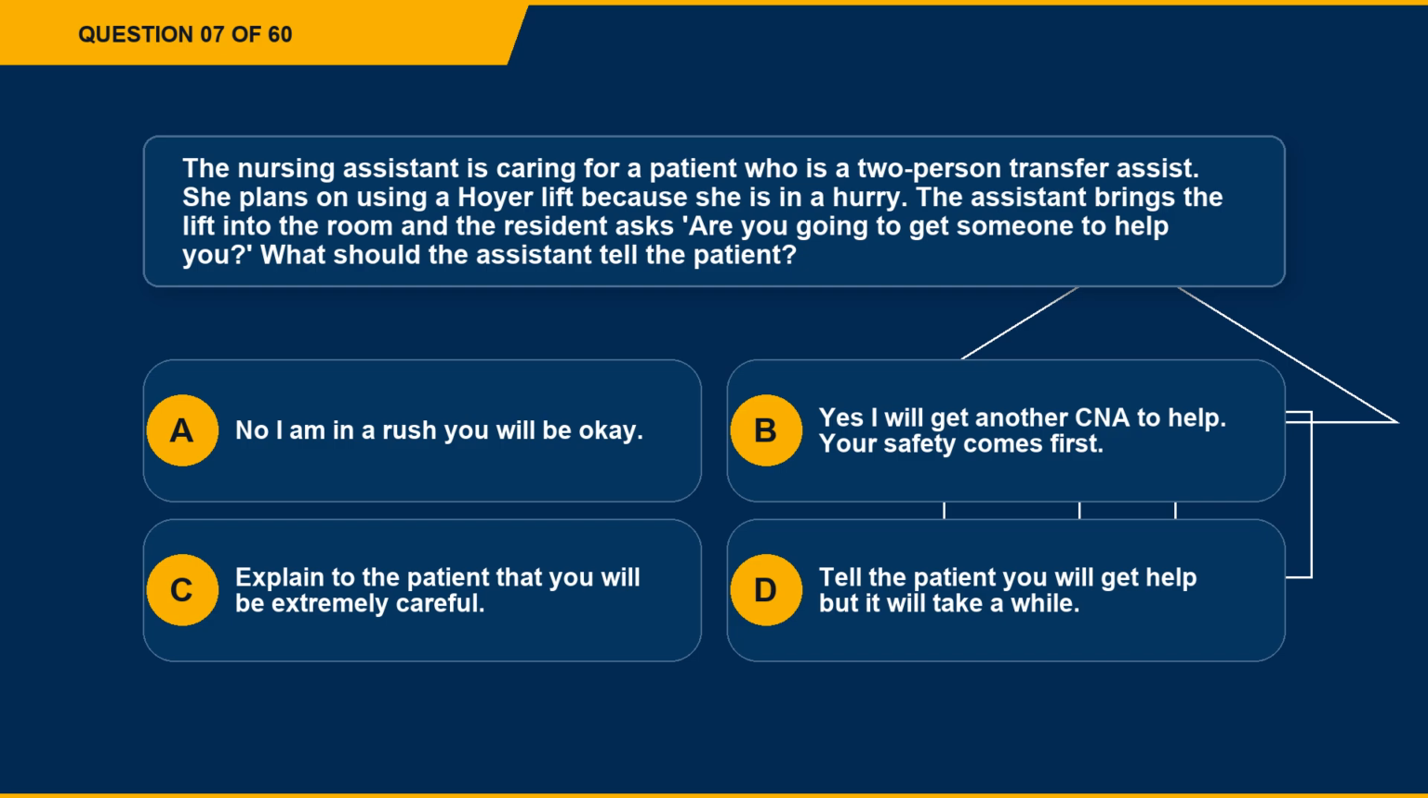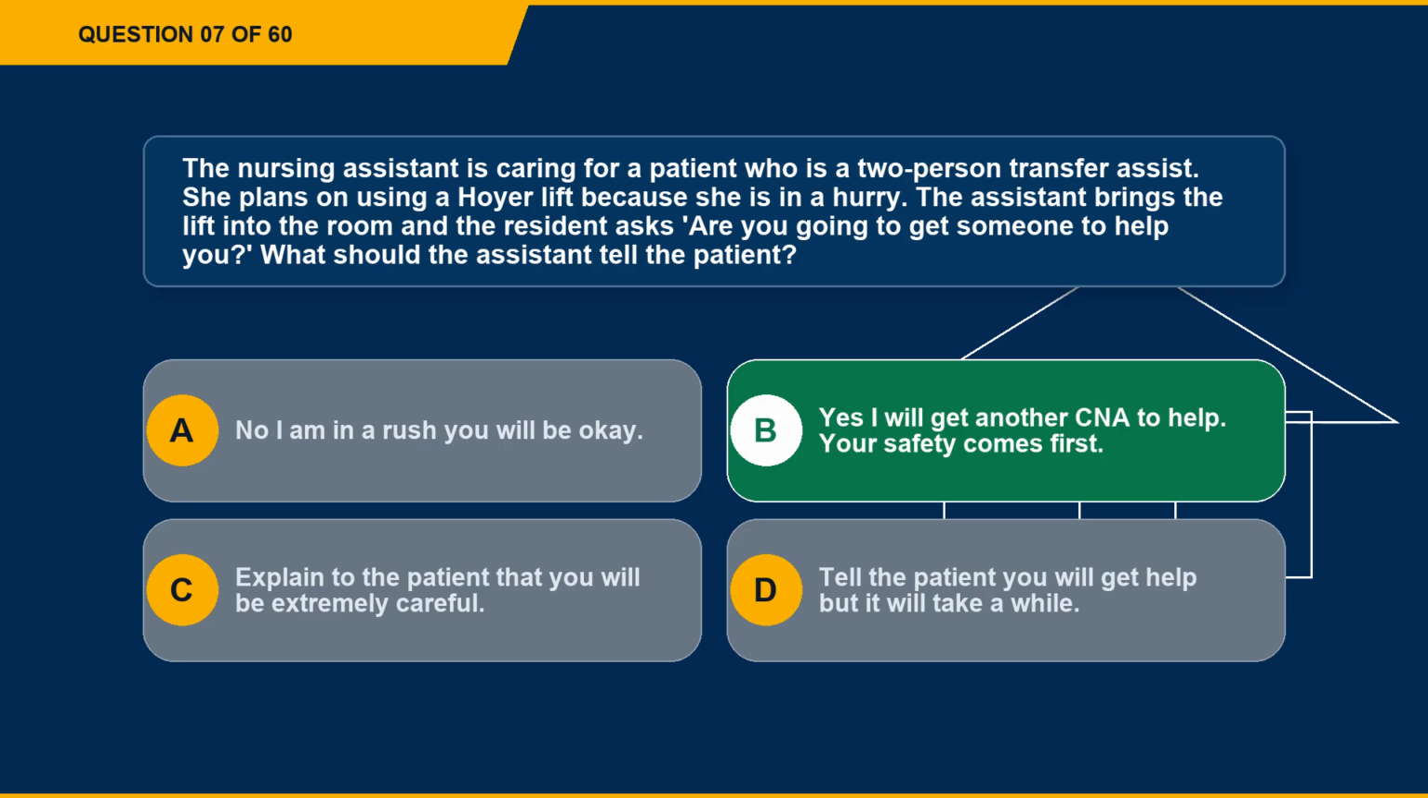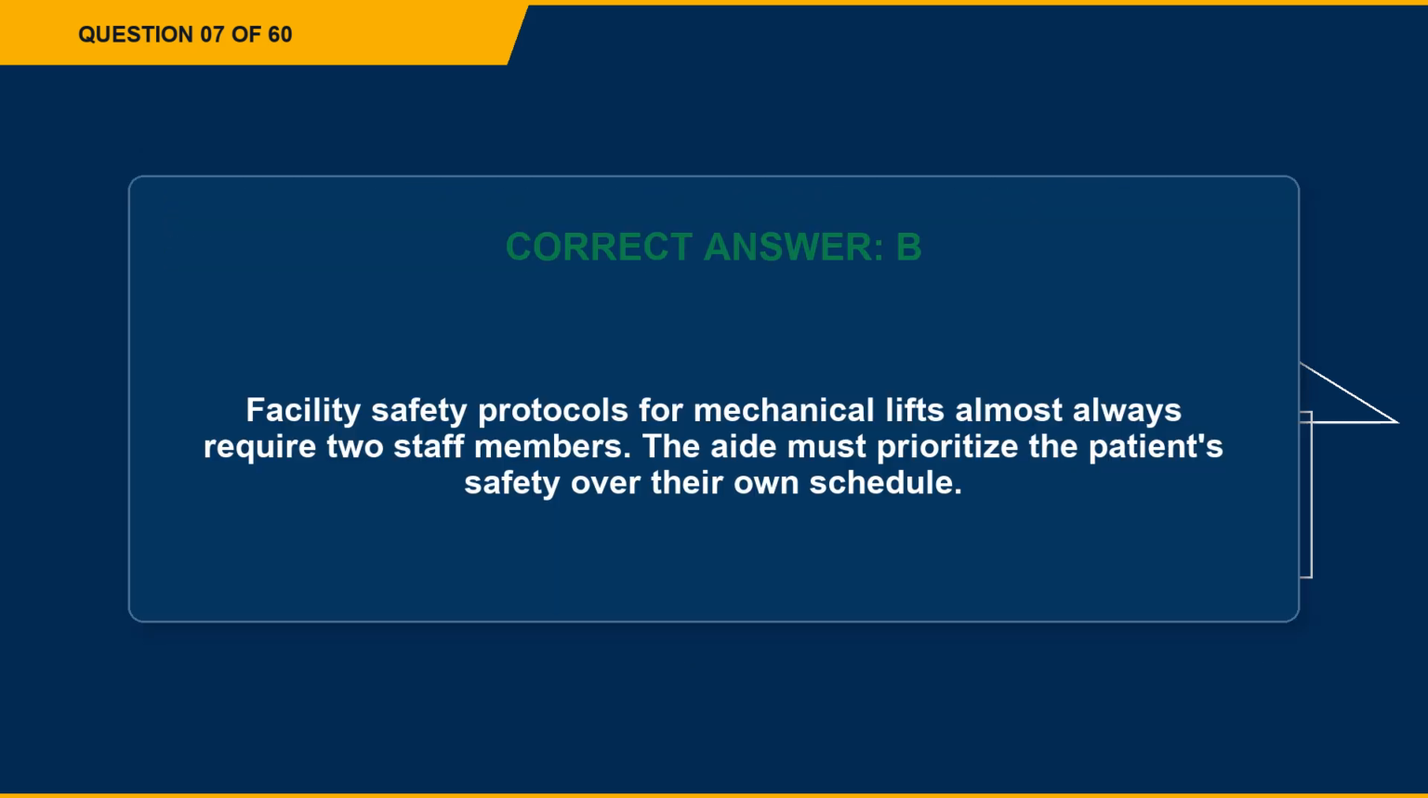Your safety comes first. Option C, explain to the patient that you will be extremely careful. Option D, tell the patient you will get help but it will take a while. The correct answer is option B, yes, I will get another CNA to help. Your safety comes first. Explanation. Facility safety protocols for mechanical lifts almost always require 2 staff members. The aide must prioritize the patient's safety over their own schedule.